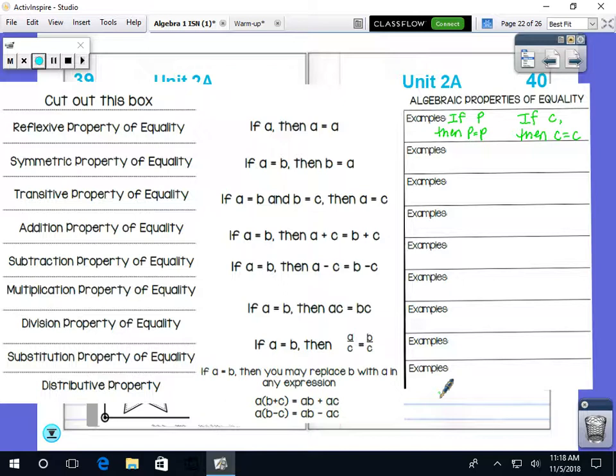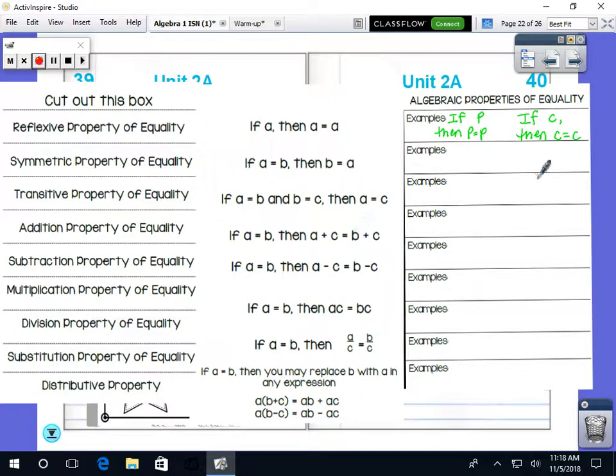Okay, the next property of equality is called the symmetric property of equality. It says if A equals B, then B equals A. So you have the exact same things. See how they flip-flop sides? You could write it this way, or you could just write it in reverse order and they're still equal.